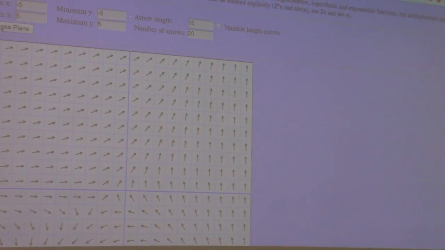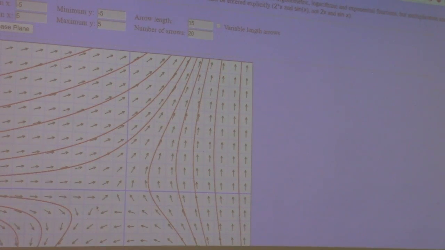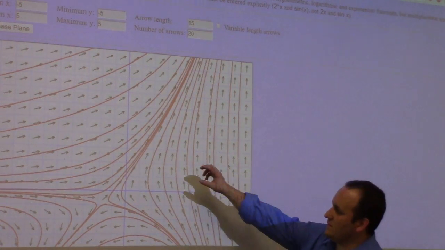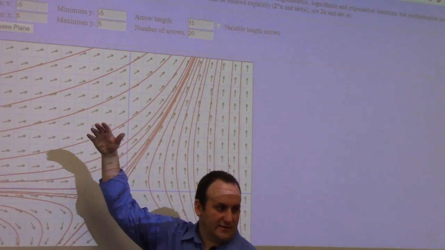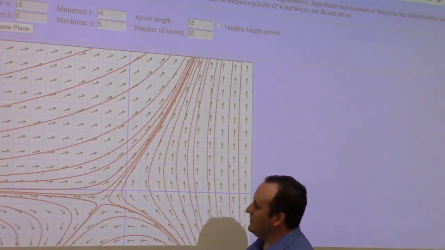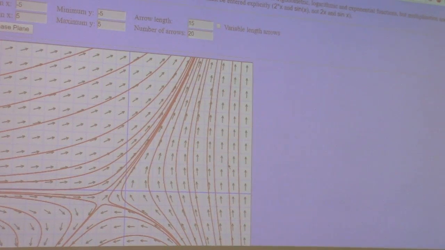Let's see here. What do these arrows represent? Every place I click, it plots a solution for us. These arrows are like dx dt, comma, dy dt. They're the velocity vectors. They point in the direction dx dt, dy dt, as defined by the differential equation. And apparently there's a critical point right here. I think it's very cool.